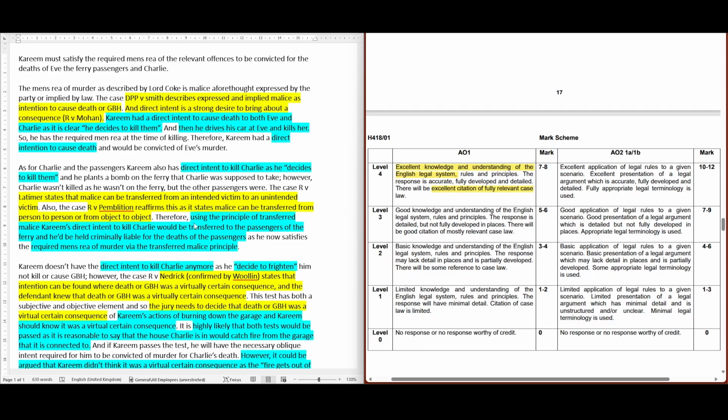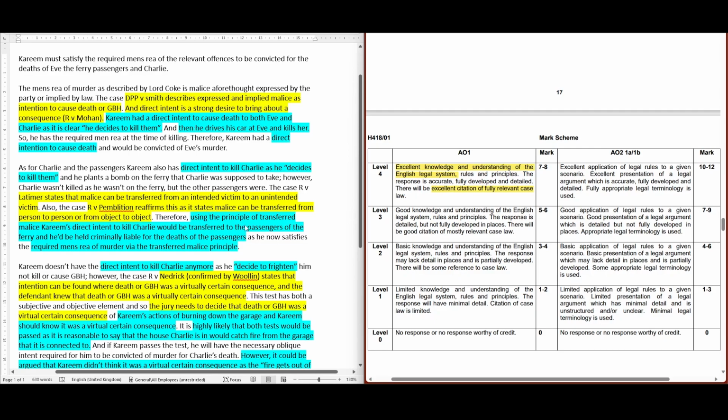It just needs to be overall fully developed and detailed. It's not supposed to be 100%, as that would pretty much be impossible, close to impossible. Not impossible, but close to it. And then for the AO2, there needs to be an excellent application of legal rules to a given scenario, excellent presentation of a legal argument which is accurate, fully developed and detailed, and fully appropriate legal terminology should be used.